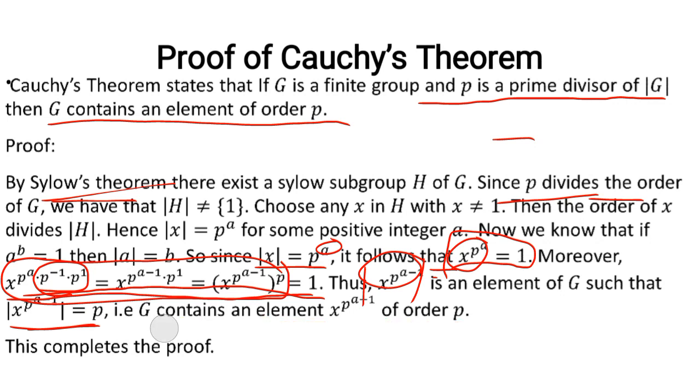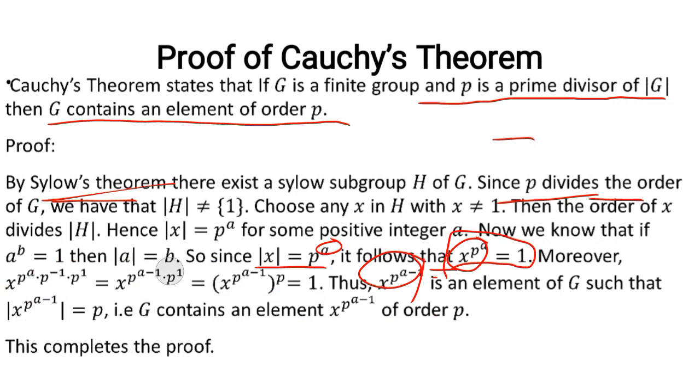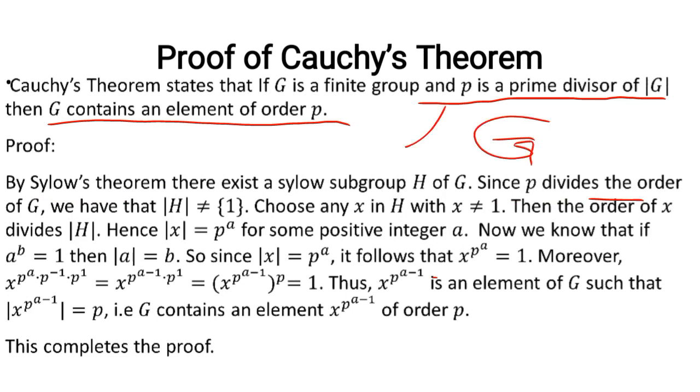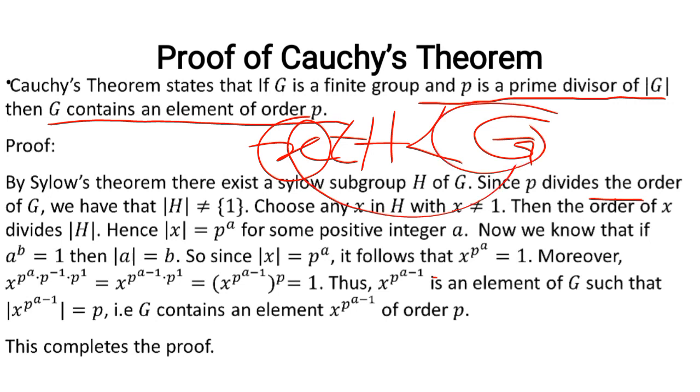We wanted the order of the element in G. So how did we get the element in G again? Like I said, we started with G, we got a subgroup H, and we considered an element X, which was in its subgroup. So this element is actually contained in G, and we're able to show that the element, when raised to p raised to a minus 1, its order will be p. So that's all to the proof, and that's all to Cauchy's theorem.